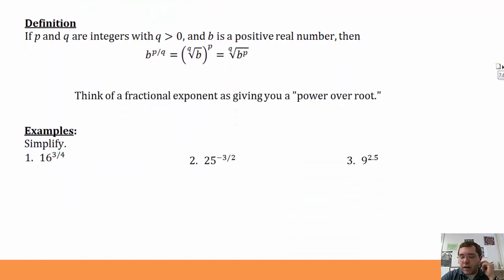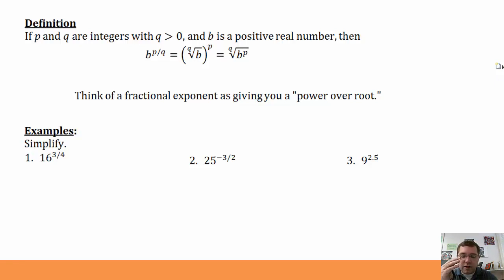If p and q are integers, with q greater than 0, because q is going to be the denominator of the fraction. If it were 0, we'd have a problem. And b is a positive real number, then b to the p over q power, so b to a power that is a fraction of p over q, is the qth root of b raised to the p power.